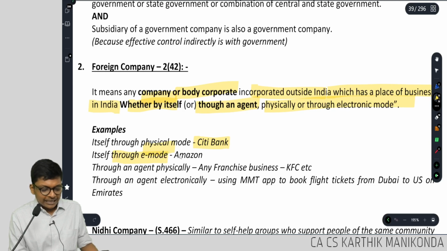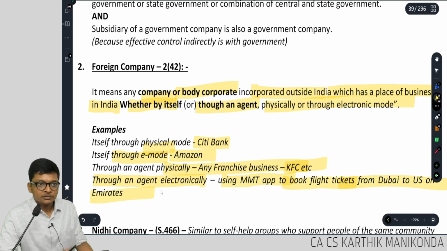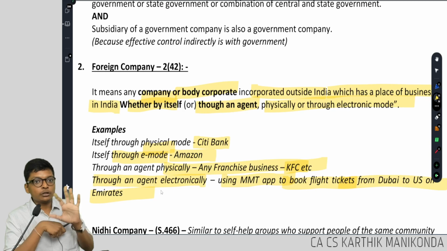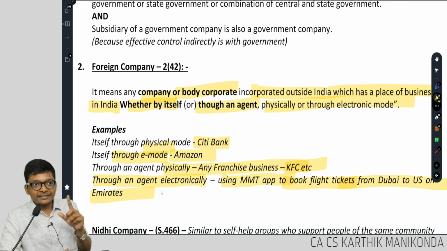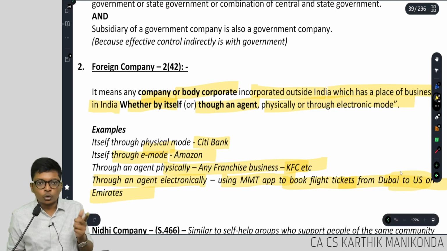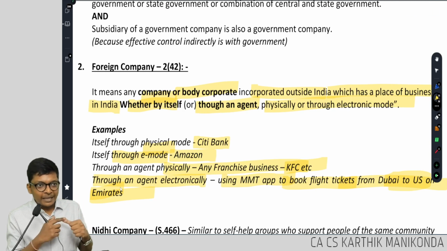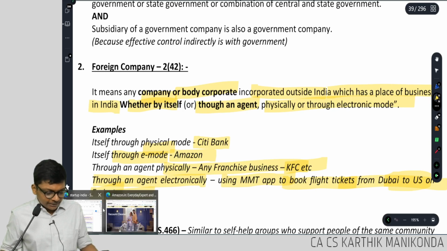In the book I would have given four examples. Physical mode, Citibank. Electronic mode, Amazon. Any franchise, for example KFC, through an agent. Electronically, using the MakeMyTrip app to book flights from Dubai to the US on Emirates. Perfect. MakeMyTrip is a foreign company, not an Indian app. MakeMyTrip is a US company. EaseMyTrip is an Indian company. If you are booking tickets from Dubai to the US on an Emirates flight, it's a foreign company, Emirates, operating in India through an agent. Are you following, guys? Clear? It is a foreign company.